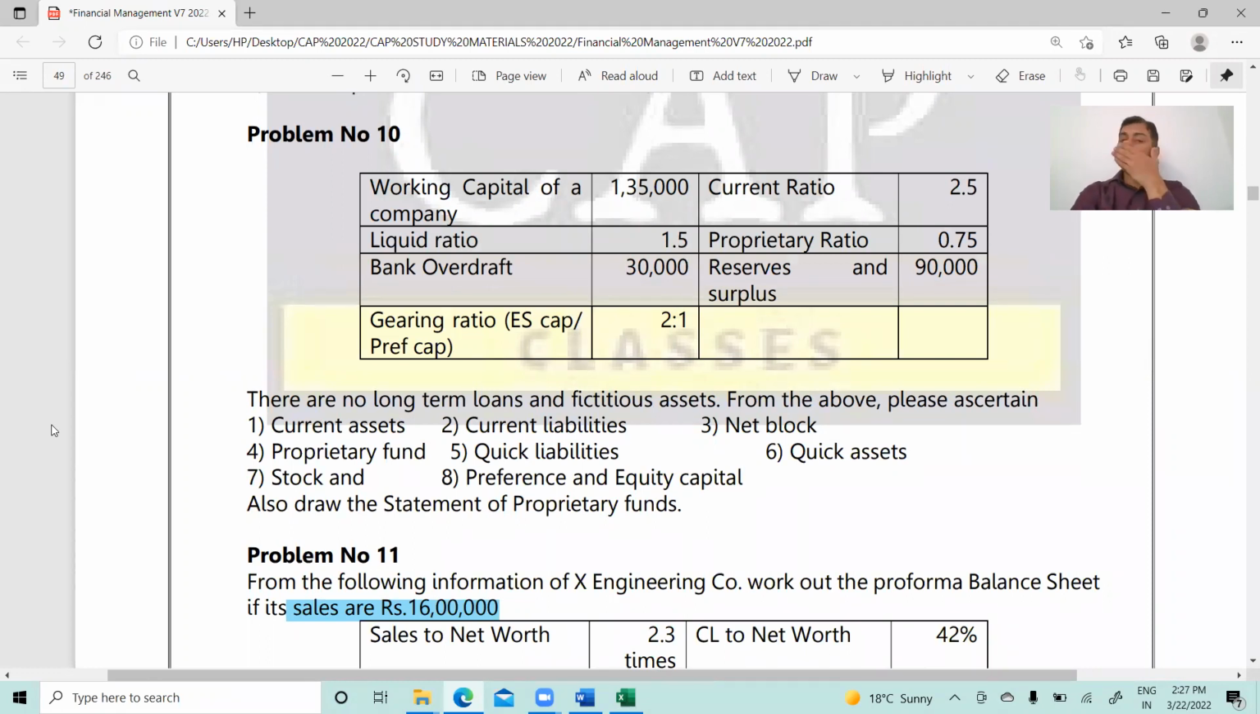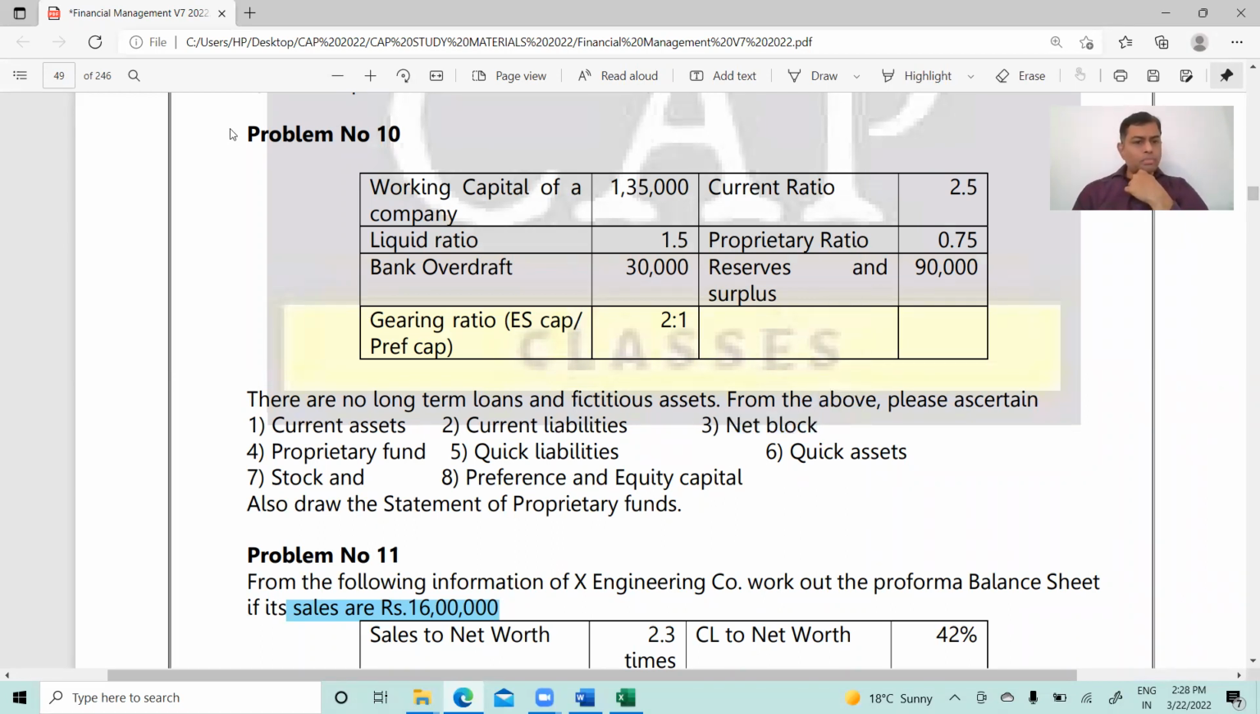Problem number 10. Working capital of the company 1,35,000. Liquid ratio 1.5. Bank overdraft 30,000. Gearing ratio, equity share capital to preference share capital, 2:1. Current ratio 2.5. Proprietary ratio 0.75. Reserves and surplus 90,000. There are no long-term loans and fictitious assets. From the above, please ascertain current assets, current liabilities, net block, proprietary fund, quick liabilities, quick assets, stock, preference and equity capital. Also draw the statement of proprietary funds. Net block means nothing but fixed assets.